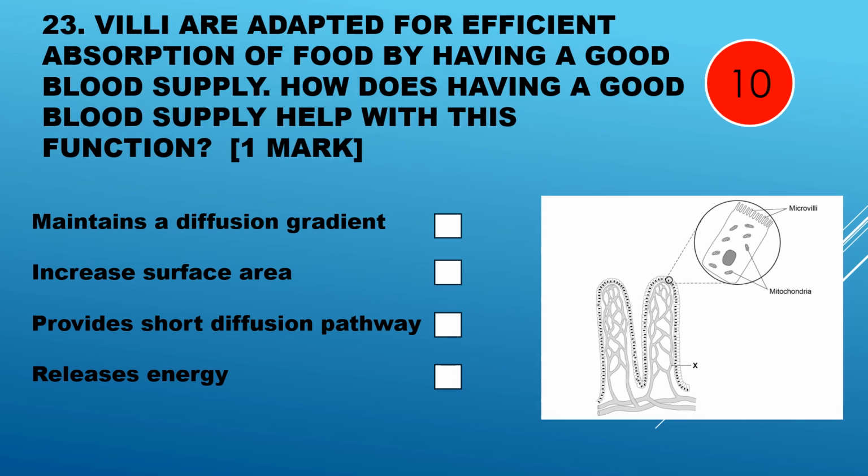Question 23. Villi are adapted for efficient absorption of food by having a good blood supply. How does having a good blood supply help with this function? Does a good blood supply maintain the diffusion gradient, increase the surface area, provide a short diffusion pathway, or release energy? Good blood supply maintains diffusion gradient.